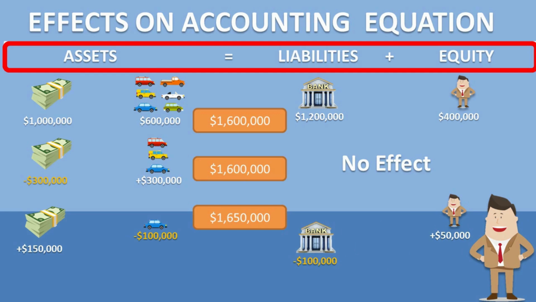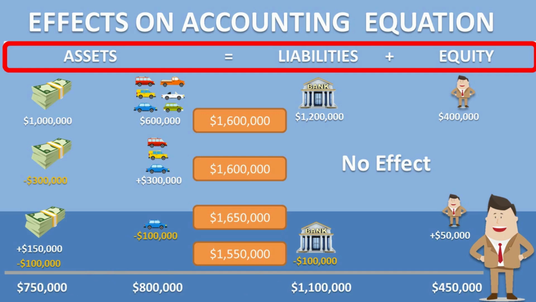This reduced cash by $100,000 on assets side and reduced bank loan of $100,000 on the liabilities side. As a result, the equation is still balanced with total $1,550,000. Notice that after each transaction, the total of both sides was equal. Now you see how the accounting equation is key for accurate financial reporting.